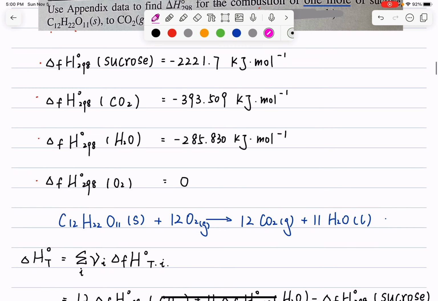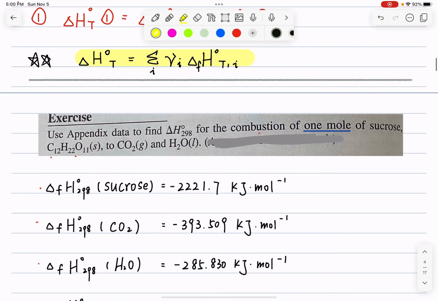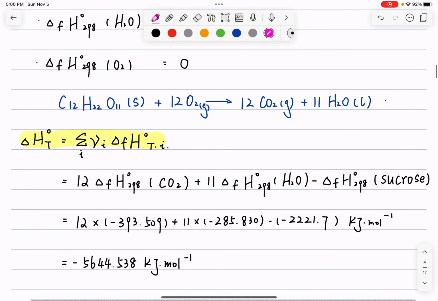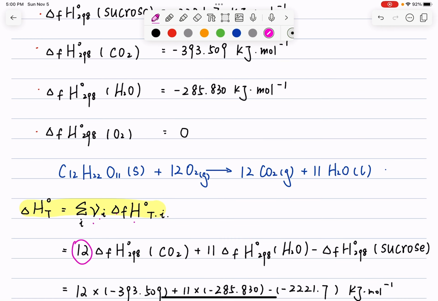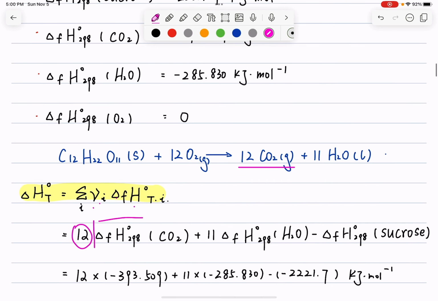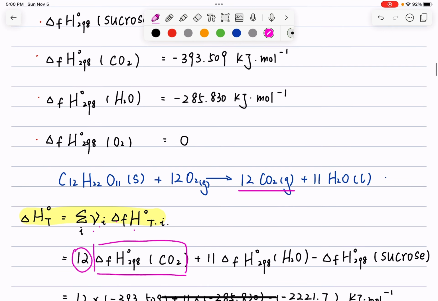And then what we're using is the equation we just defined here, right? We're talking about the delta H, the sum of all your stoichiometric coefficients times the heat of formation of that specific substance. So for example, in this case, the 12 is the coefficient of our first product here, times the heat of formation of CO2 gas at 298, and you can find that number here, right?